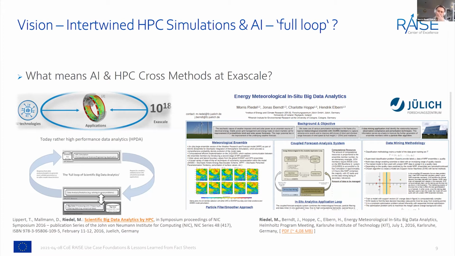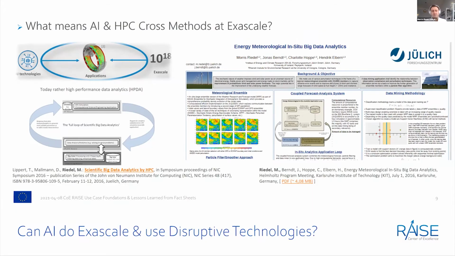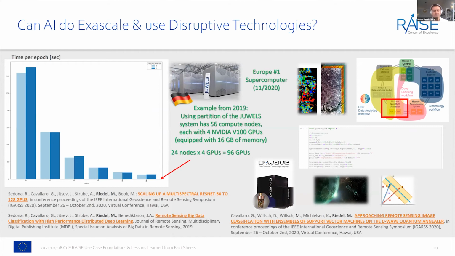So in the end, you had this in situ loop that we also reference a lot in this project. And of course, here we want to also scale it up really towards Exascale, see how these models work and what we can do with them. But you see, essentially, that's possible. And the good question that I often get, also as a university teacher, often in events, is: can AI do Exascale, and use disruptive technologies? Many talk about GPUs and workstations. Here you see an example, for instance, where we use JUWELS, Europe's number one supercomputer right now, with 56 compute nodes. So we used, let's say, four GPUs at the same time on 24 nodes.